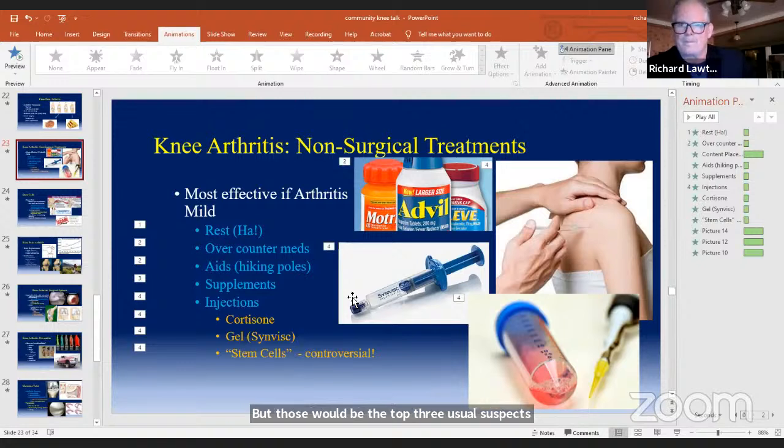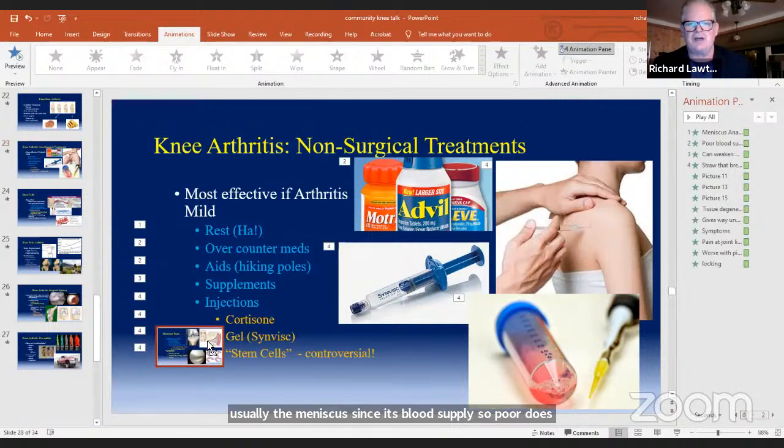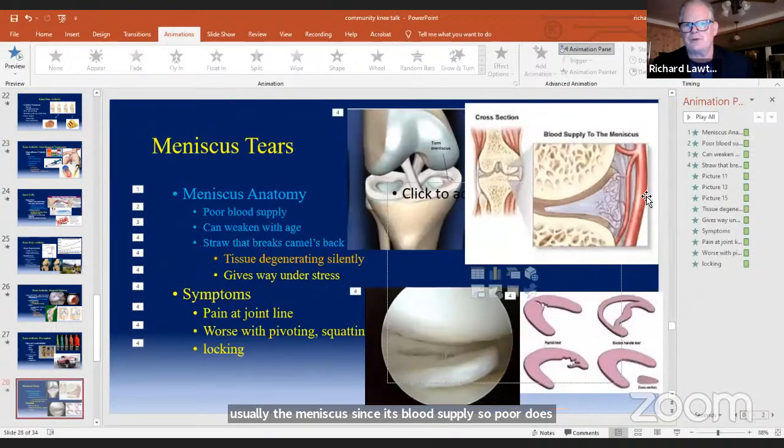Okay. Can a meniscus tear heal on its own? If a minor tear is suspected, what is the best treatment? There's not a huge downside to waiting it out. Usually the meniscus, since its blood supply is so poor, doesn't heal up well on its own.